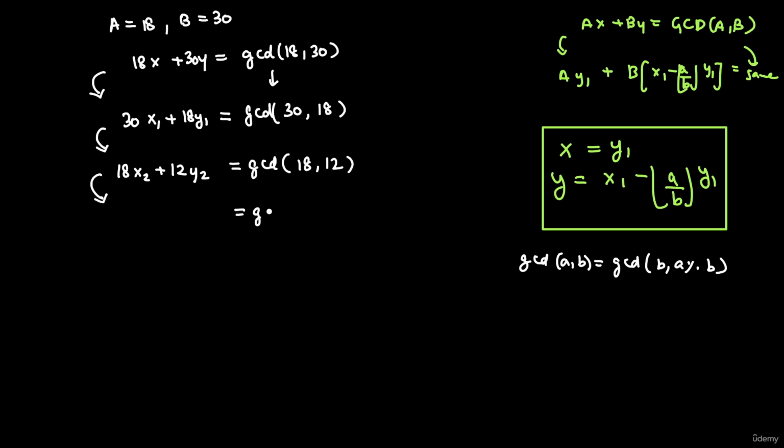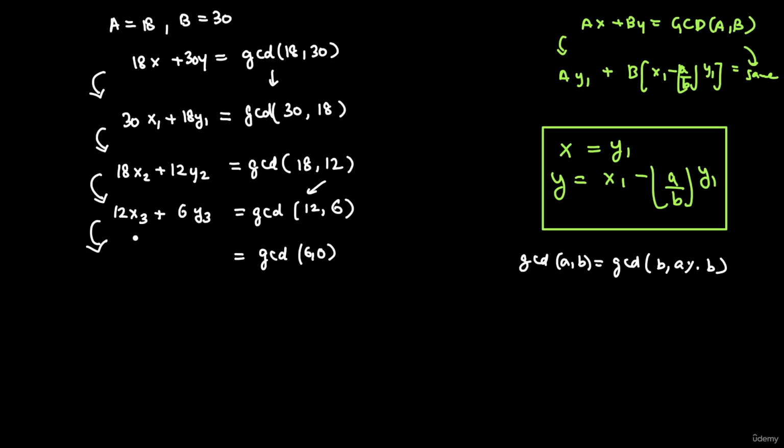So it becomes GCD of what? 12 comes here and it becomes 18 mod 12, that is 6. So it becomes 12 times some x3 plus 6 times some y3 equal to GCD of this. Let's keep on doing this until we don't get a value. So it becomes GCD of 6 comma 0.